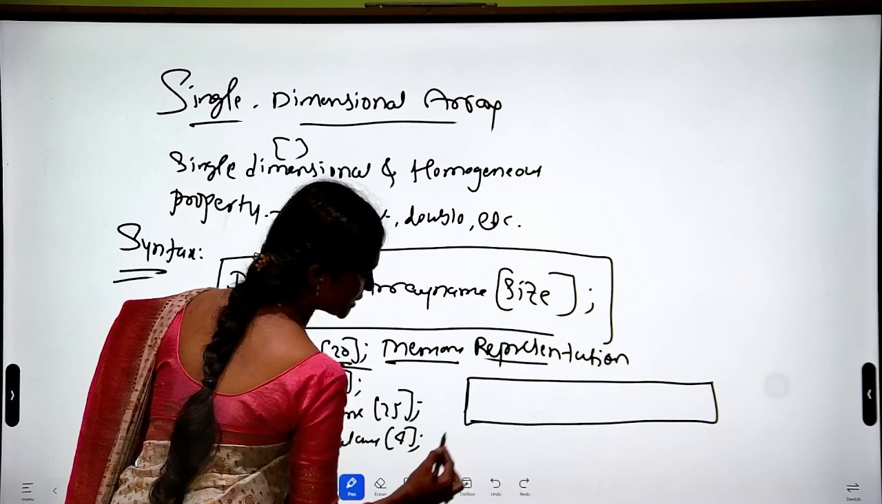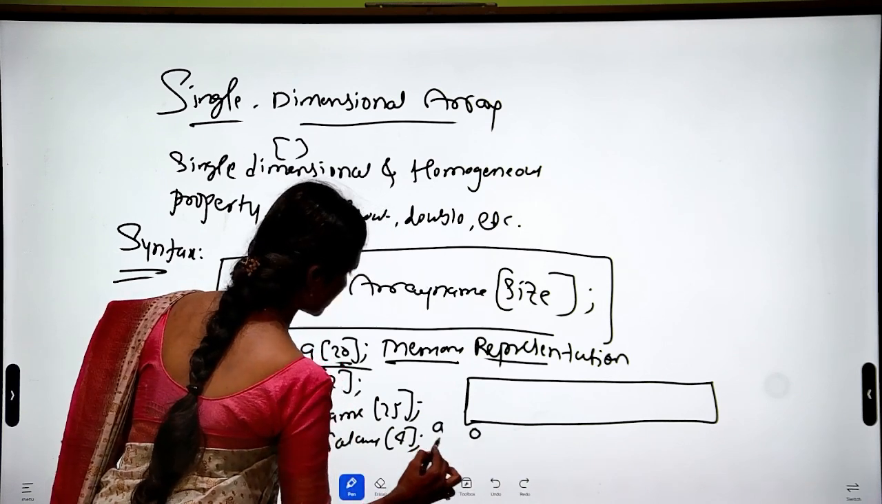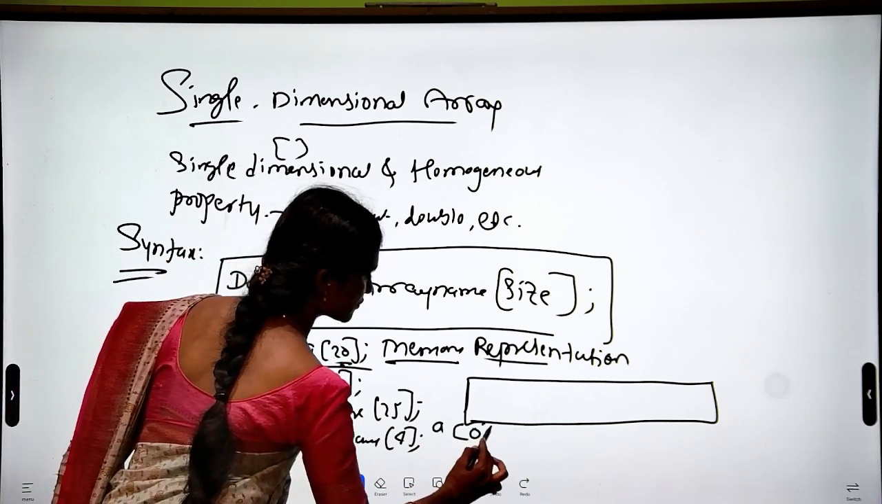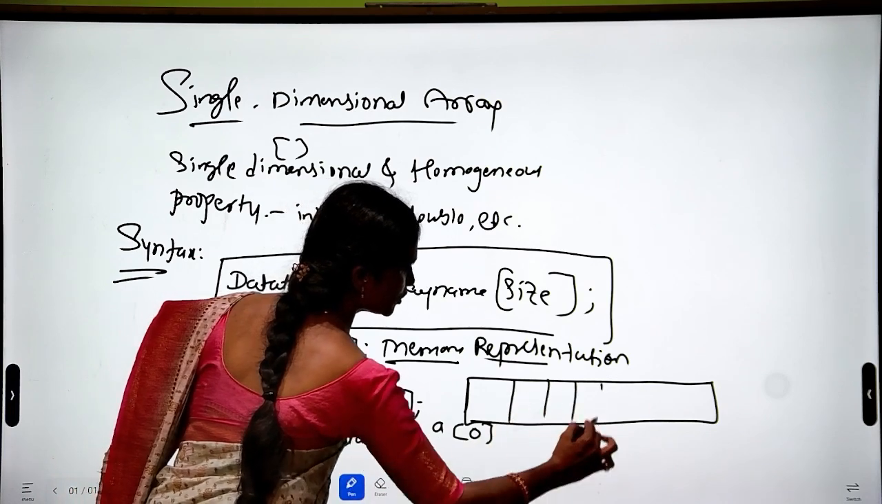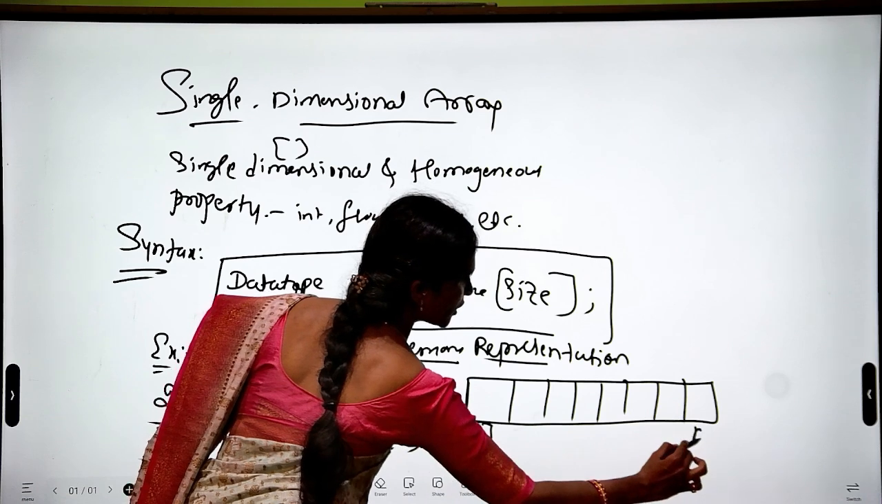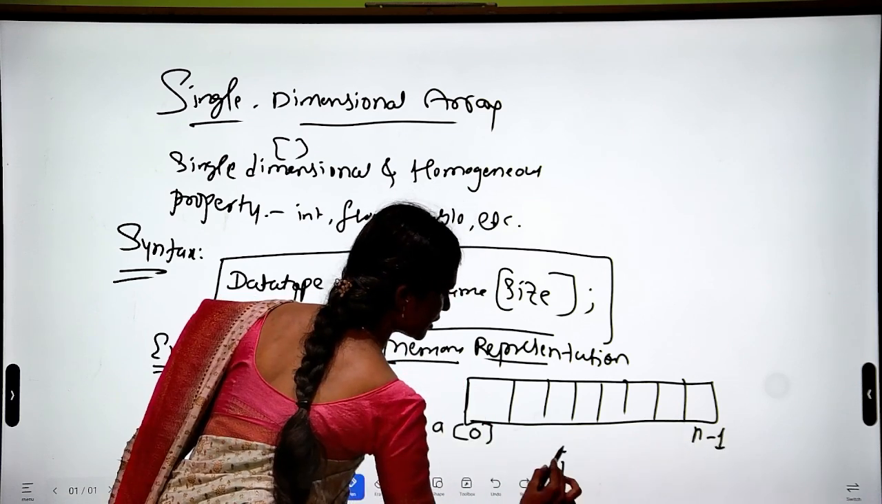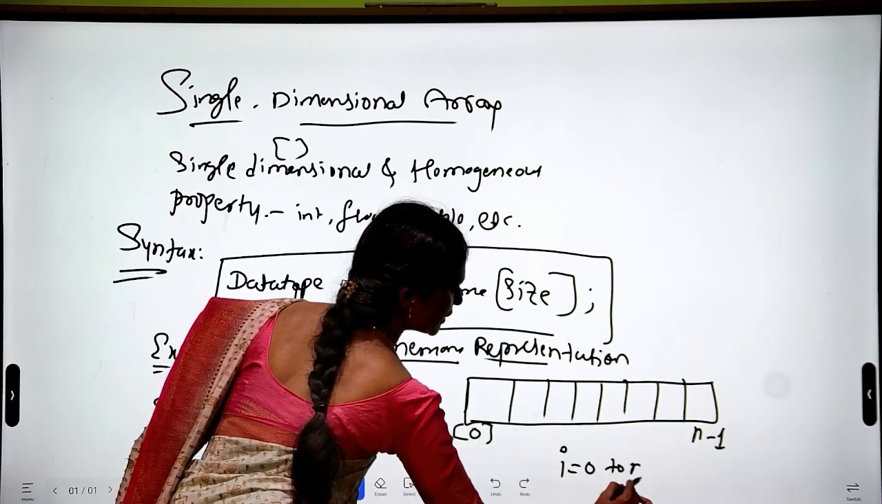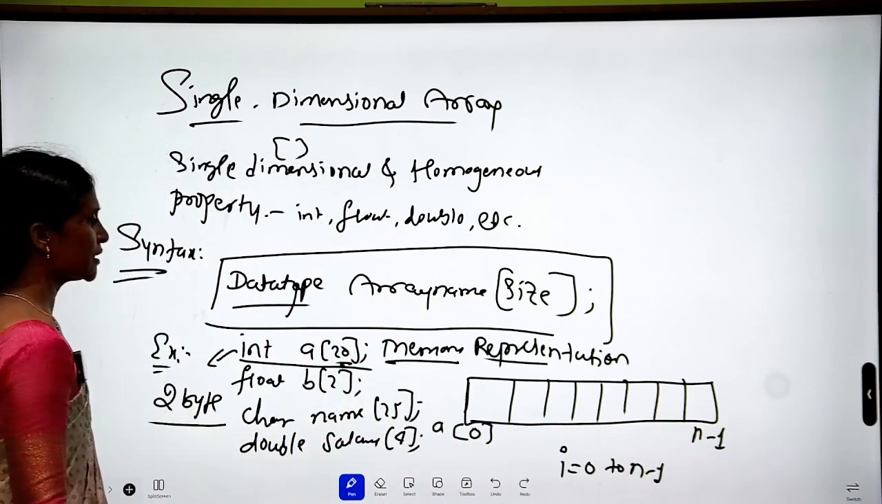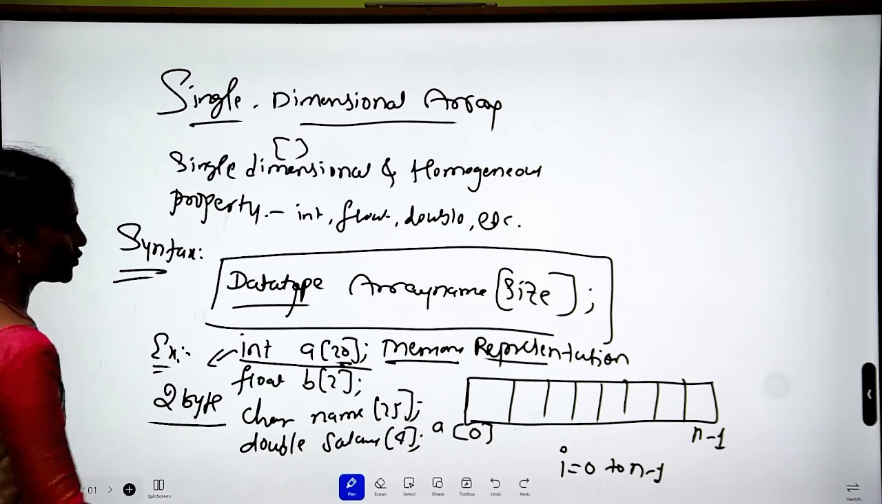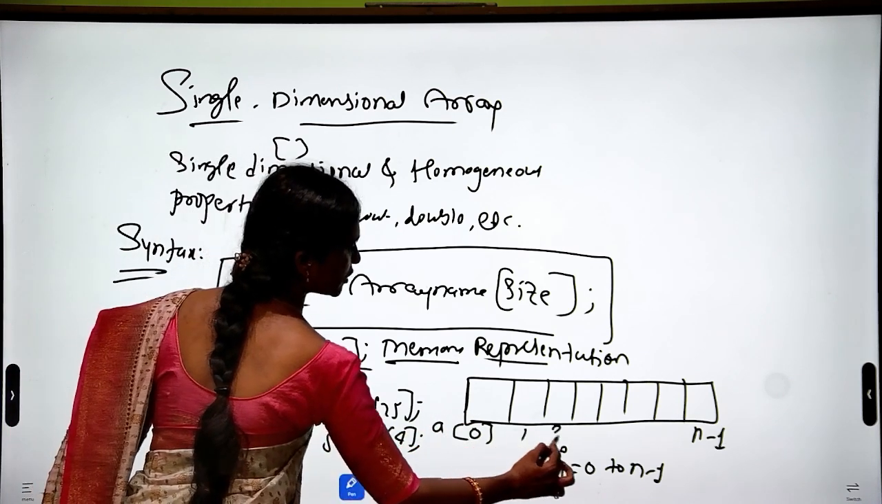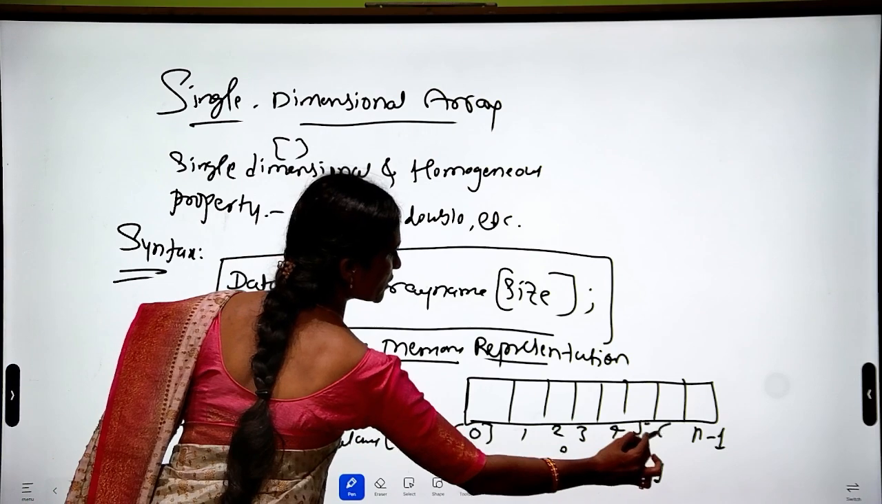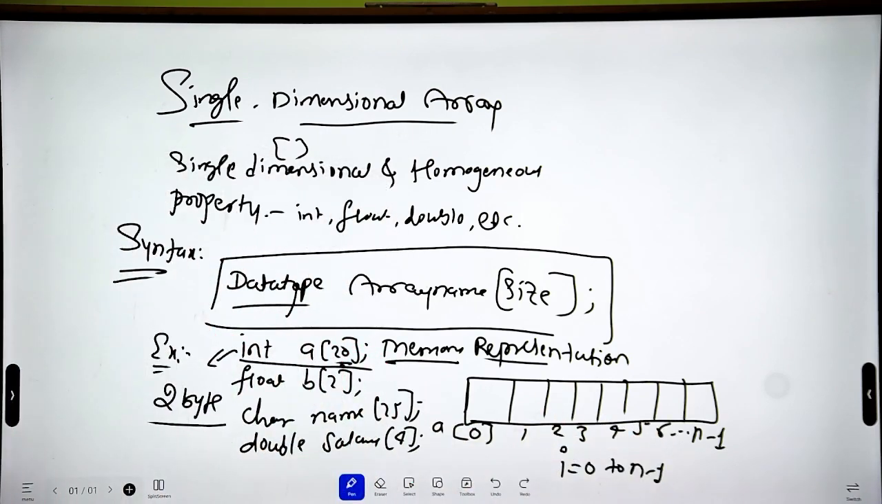20. The indexing will start from 0, then 1, 2, 3, 4, 5, 6, and so on up to n minus 1, where i starts from 0 to n minus 1. Hence, this is called an indexed array. The first one is a of 0, next a of 1, 2, 3, 4, 5, 6, and so on to n minus 1. This is the memory representation and the definition of a single dimensional array.